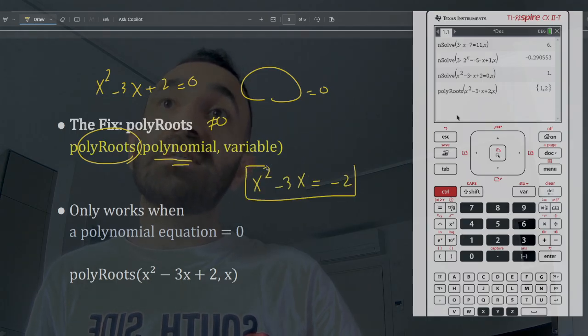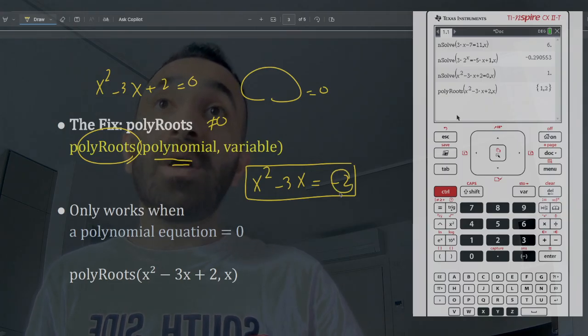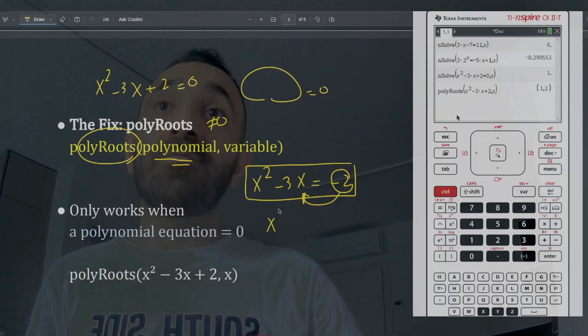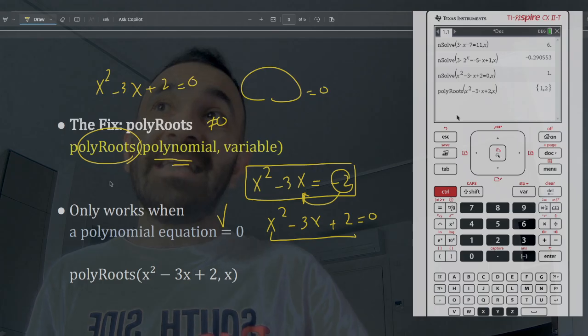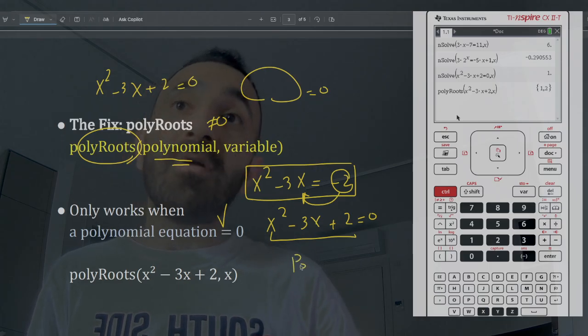You cannot solve this directly with polyroots. You have to put -2 to the other side. So you have to say x to the power of 2 minus 3x plus 2 equals 0. This is the first condition. The second condition is that this term, as you can see, polyroots, it has to be a polynomial function.